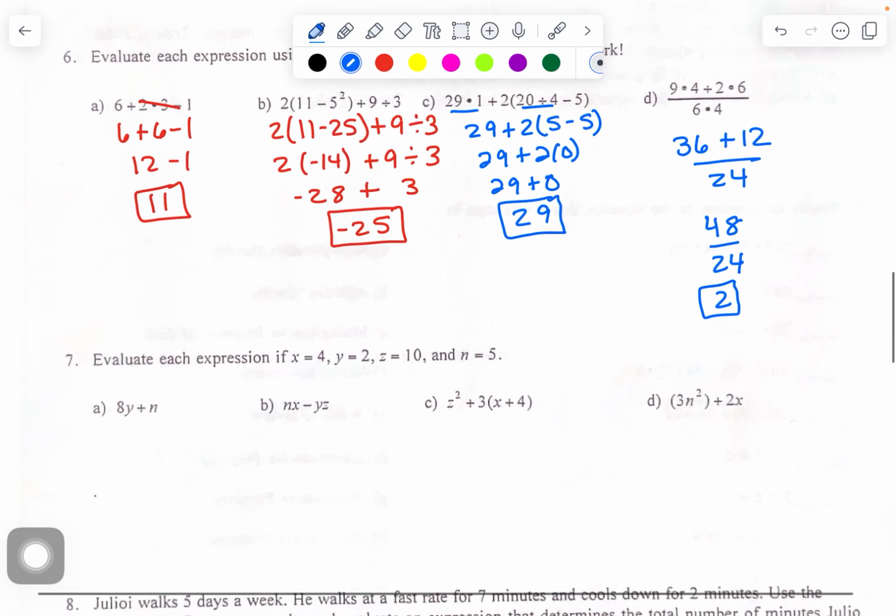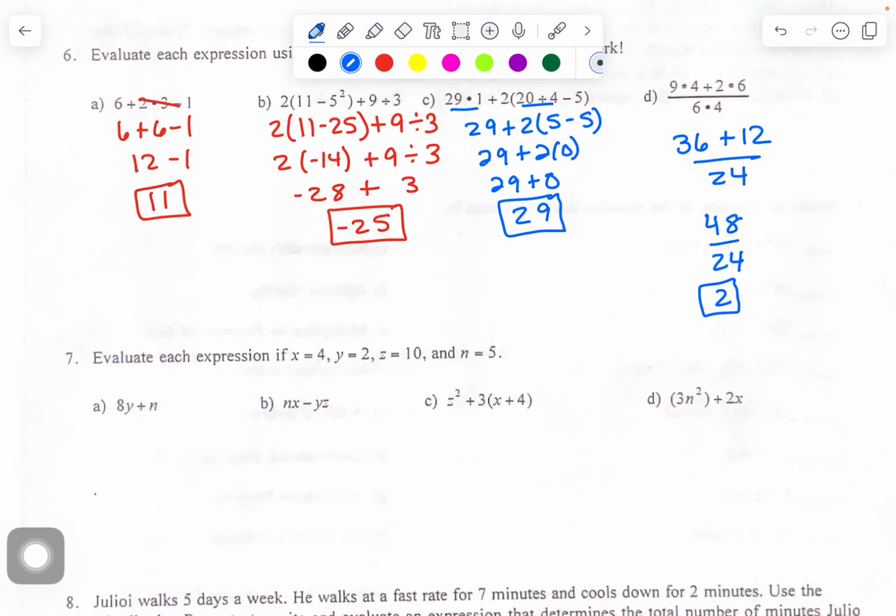You use order of operations down for number 7, but with this one, you first have to use substitution, which means I rewrite the problem substituting in the numbers that they gave me for each letter, and then I work through and solve it. So for 7a, it would be 21. When two letters are next to each other, that means to multiply. So 5 times 4 minus 2 times 10, or 20 minus 20, which is 0.